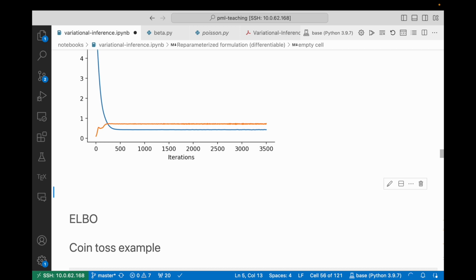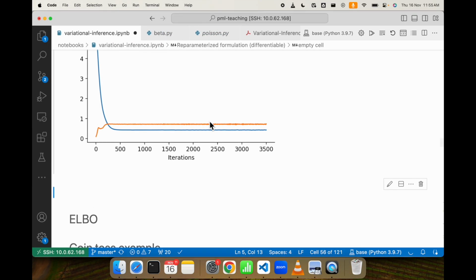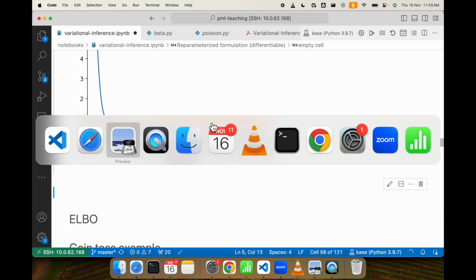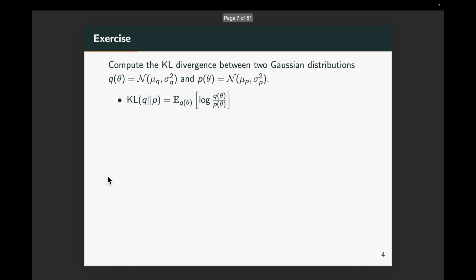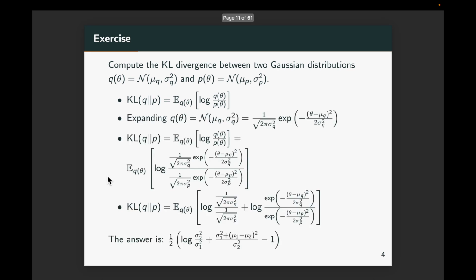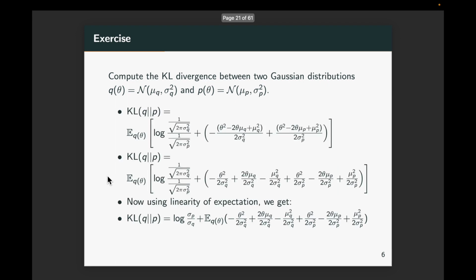So at this point in the previous class, we had also discussed ELBO, which I want to discuss again because I think it's a slightly non-trivial topic. So we come back to the problem of Bayesian inference, which we are interested in.